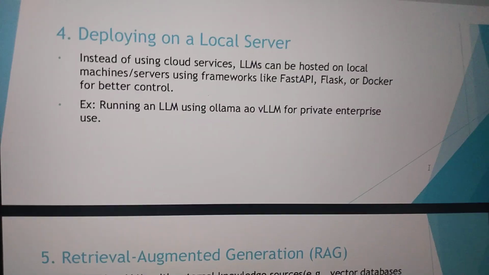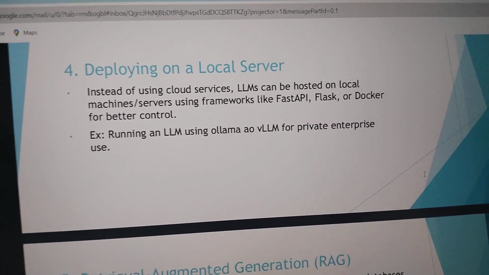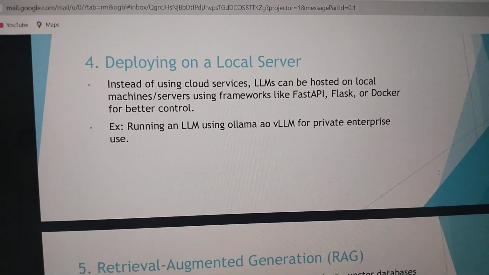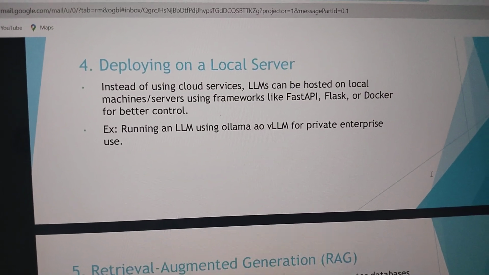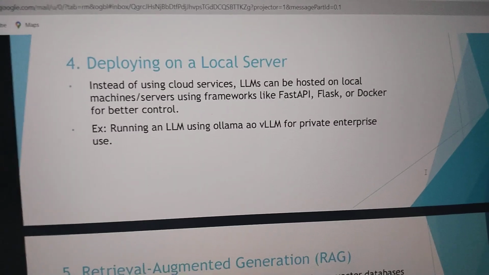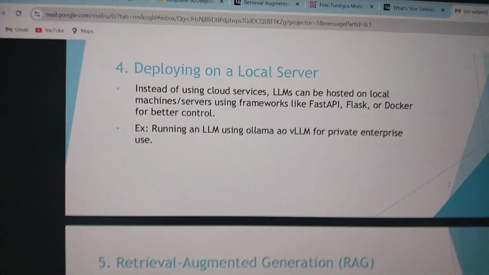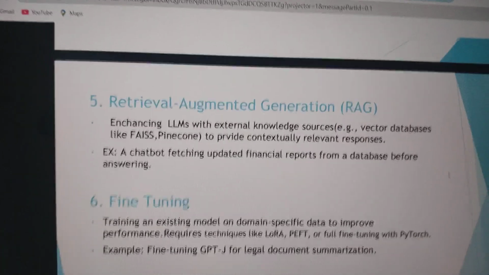Deploying it on a local server, we can run it with a command given in our command prompt: ollama run DeepSeek, and all the content is now being run on our local server rather than on cloud services. It is deployed on our local server. This is the fourth way.